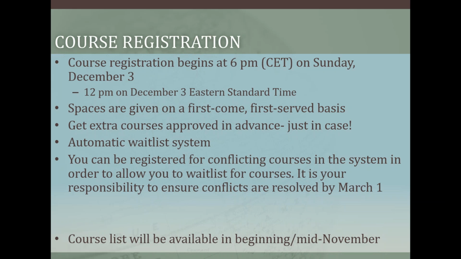In terms of registration, keep in mind that it is possible in the system for you to be registered for conflicting classes. This is because in case you're waitlisted for a course and you want to register for a backup course that meets at the same time, you can register for both while you wait to get off the wait list for the first. But you cannot take 2 courses which conflict in time, of course, so it's your responsibility to make sure that you don't have any conflicting courses on your schedule by March 1st, which is the end of the add-drop period. So from December 3rd until March 4th, you can sign in and out of classes at will, so you can continue changing your schedule the whole time.